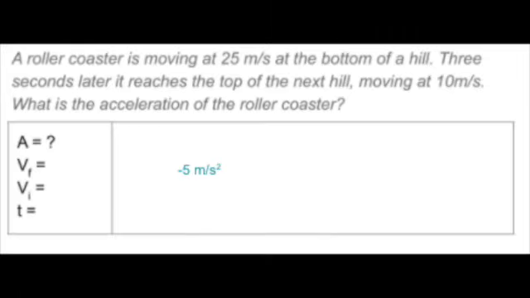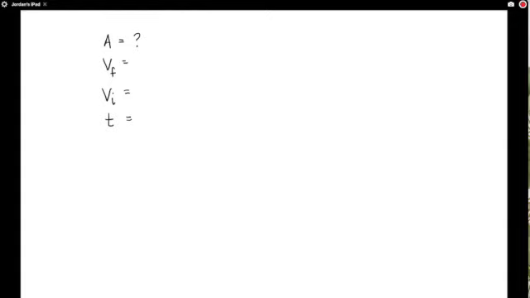For the next problem, a roller coaster is moving at 25 meters per second at the bottom of a hill. 3 seconds later, it reaches the top of the next hill, moving at 10 meters per second. What's the acceleration of the roller coaster? This time we're starting at the bottom of the hill, and the starting velocity, VI or initial velocity, is 25 meters per second. Then 3 seconds later, so that's our time, 3 seconds, it reaches the top of the hill, moving at 10 meters per second. So that's our final velocity, 10 meters per second.